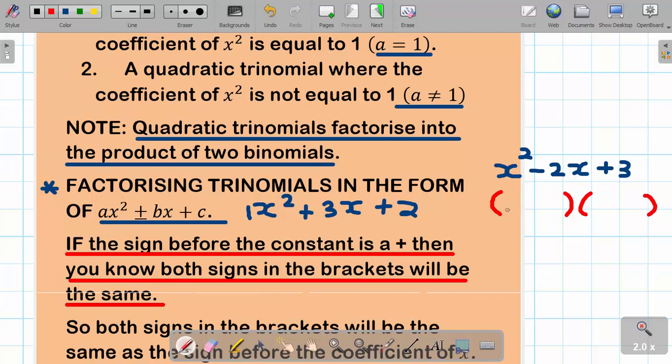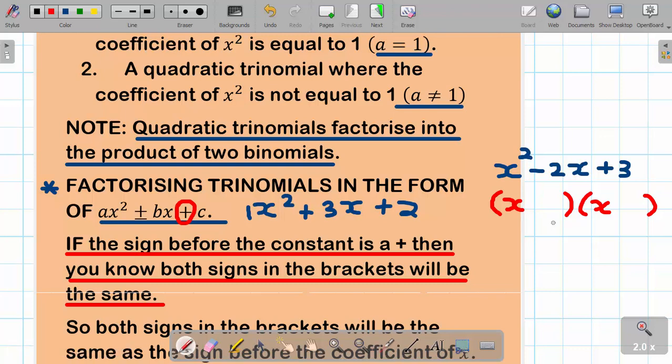Now, the question is, what do we put in the brackets? In this information, we are saying that if you have a trinomial with a positive sign before the constant, it means you're going to have two brackets like this, but those two brackets are going to have the same sign.